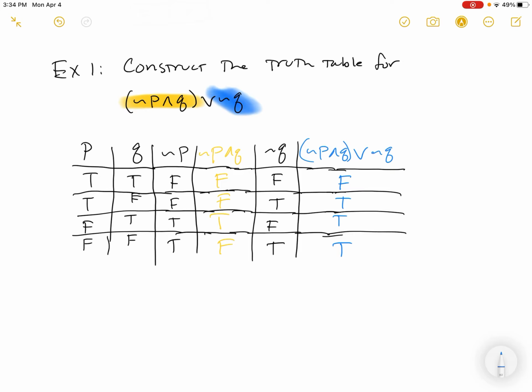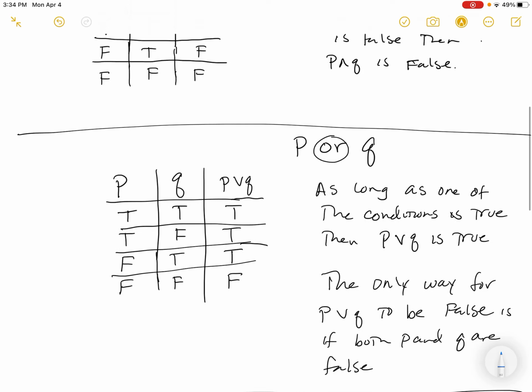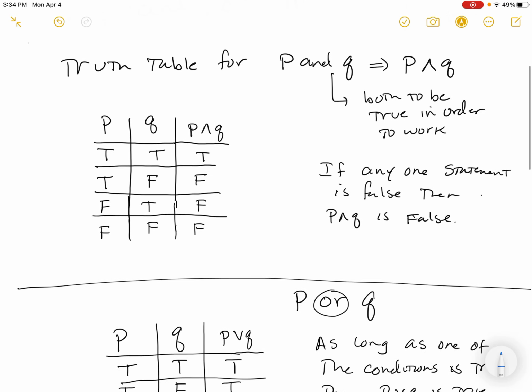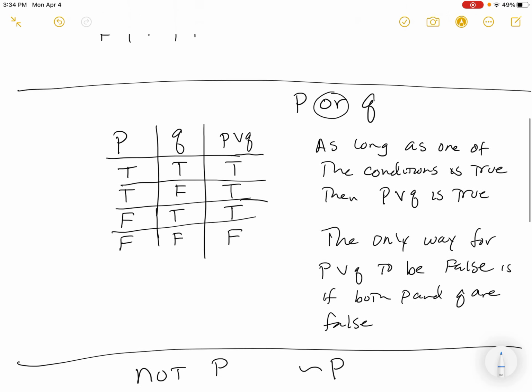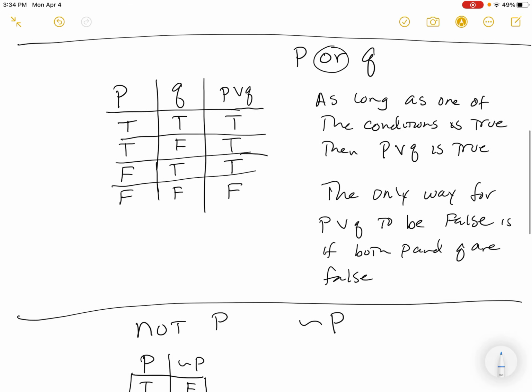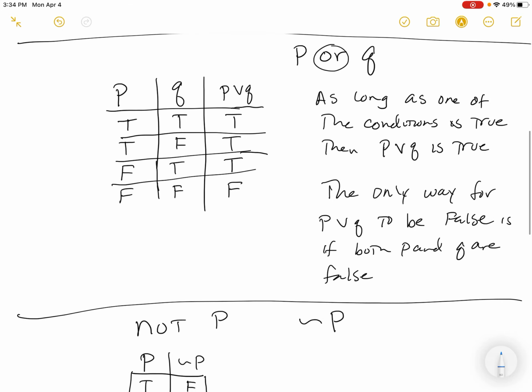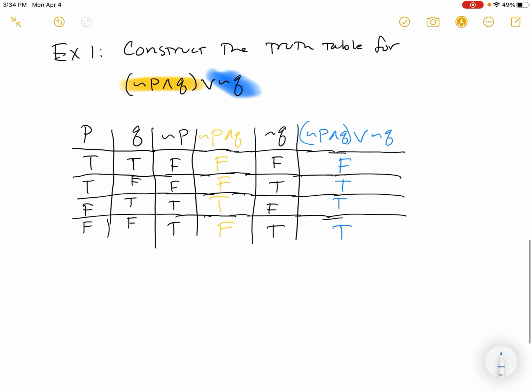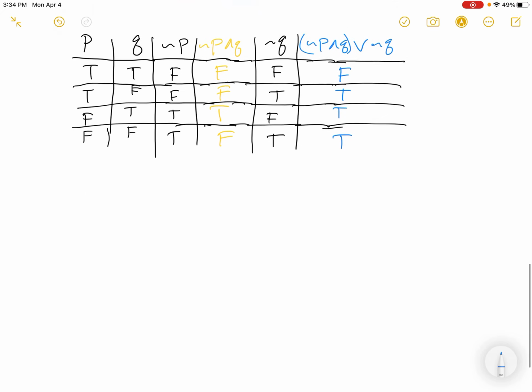So you want to look at this as more of an exercise to get used to the and requiring both to be true and the or requiring only that they are all false in order to be false. And so we get some good practice there.